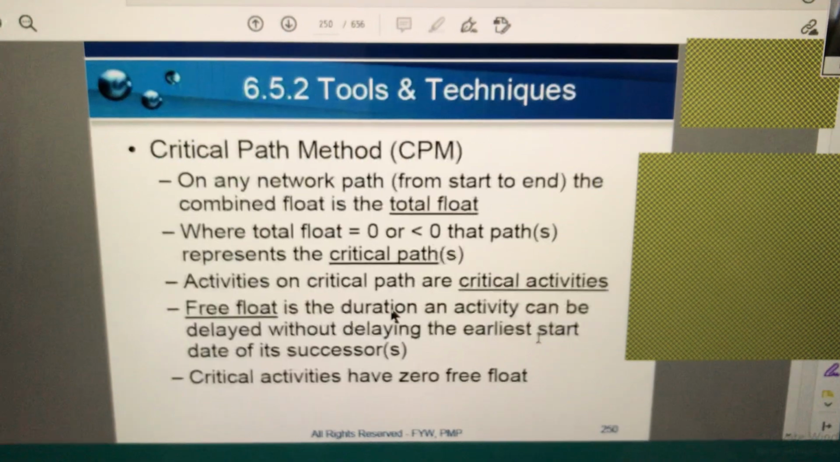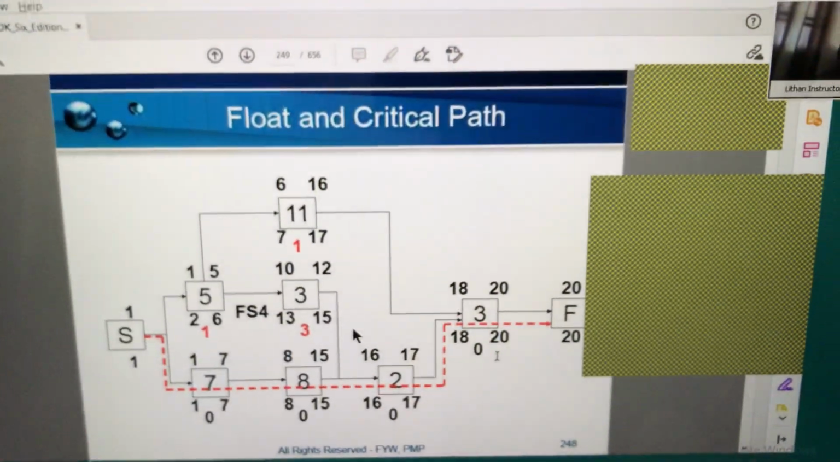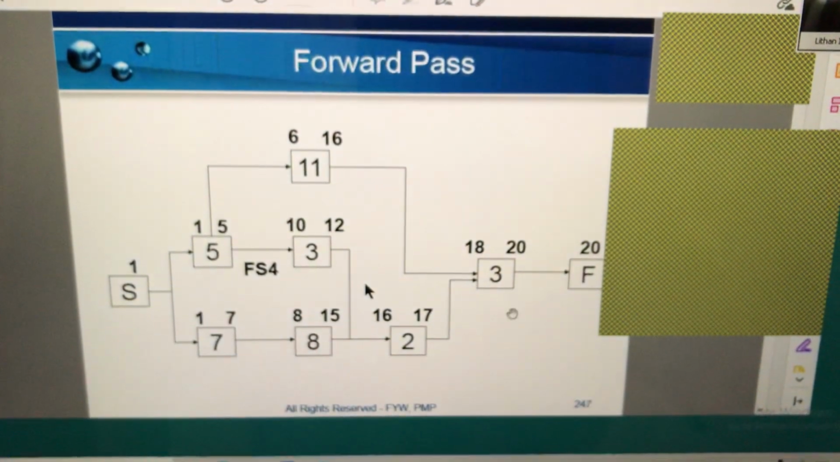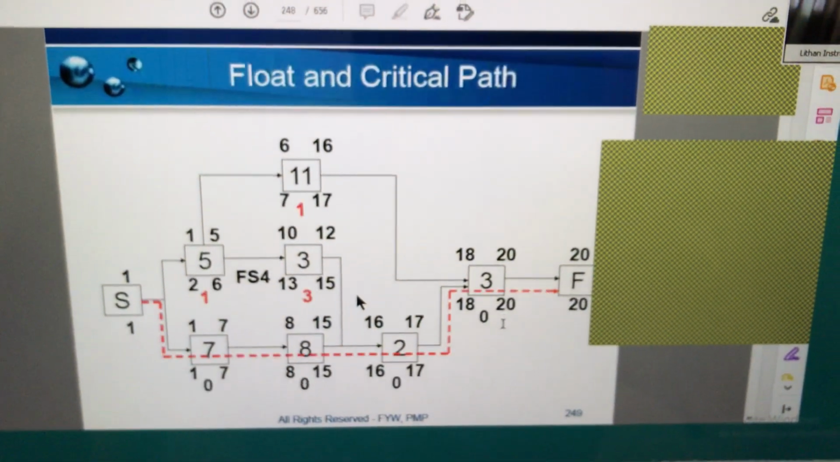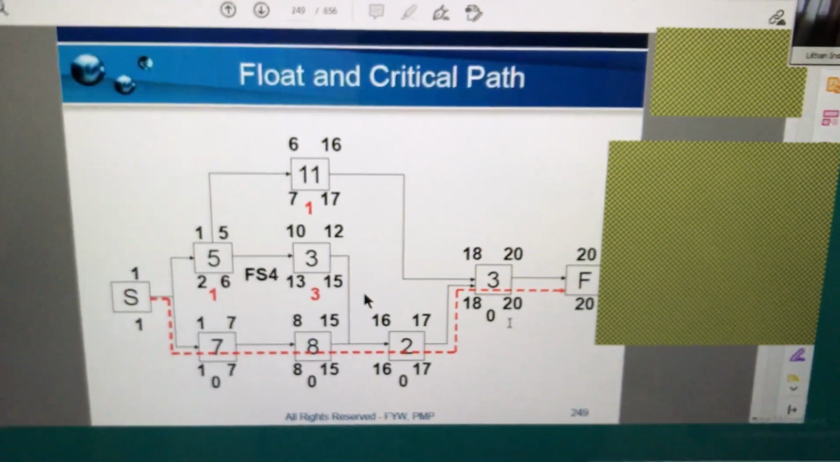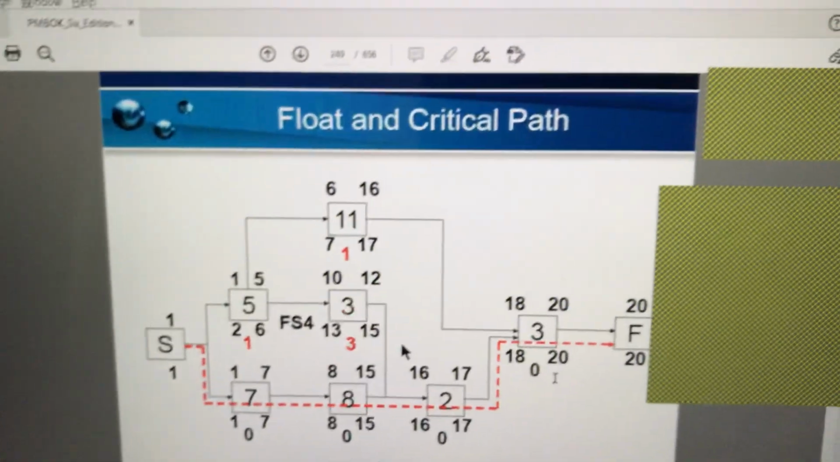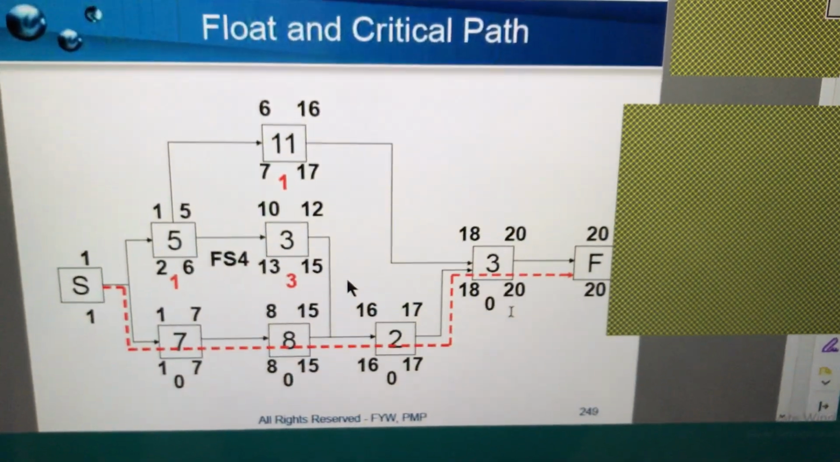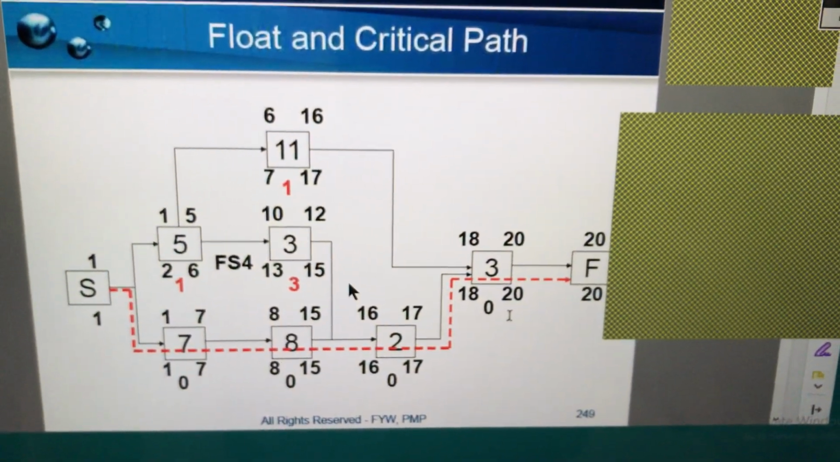This is the most important part of schedule management, where we look at float and critical path. Of course, forward pass, backward pass, and then the critical path. These 3 slides will require a good 20 minutes to explain, and we could give some allowance for any questions that may come from all of you.